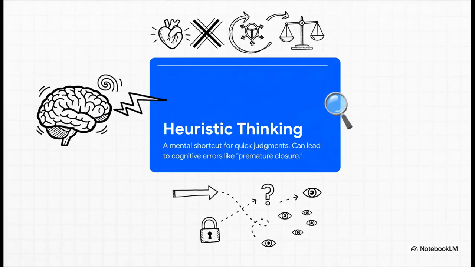So what's happening here is something called heuristic thinking. It's a mental shortcut, like muscle memory for your brain. But, and this is a huge but, it has a dark side. It can lead to something called premature closure. That's where you lock onto a diagnosis so quickly and so tightly that you actually stop looking for clues that might tell you you're wrong.